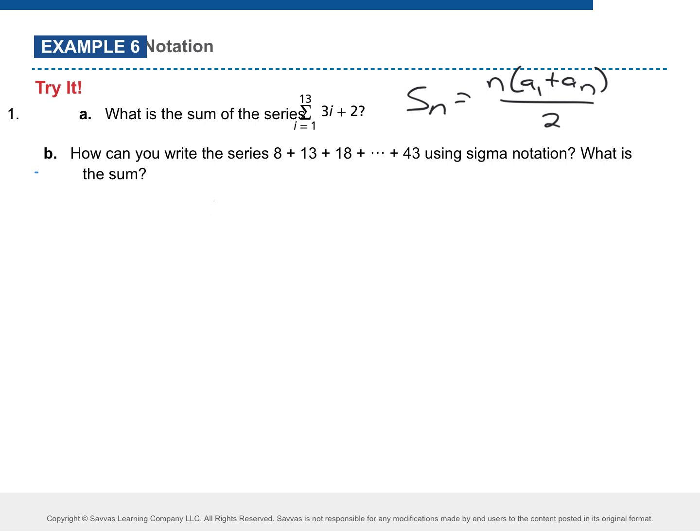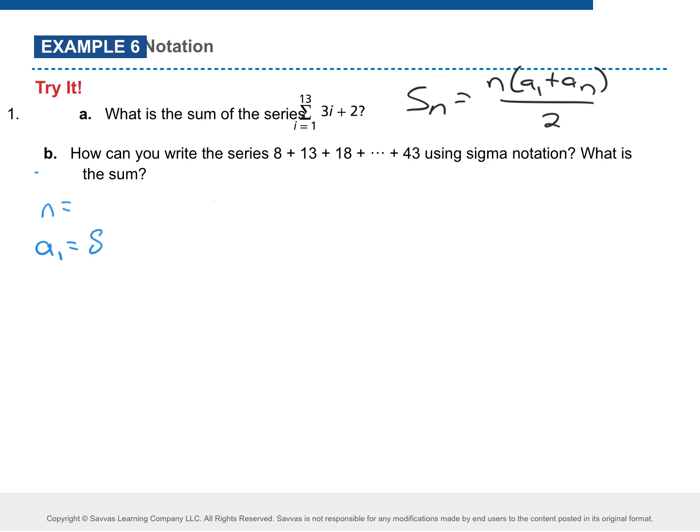Okay. All right, so looking at B, it says how can we write the series in sigma notation and what is the sum? Okay, well, let's think about this first. We want those three values, right? N, what's our n? Do we know how many terms are in the sequence? No, we don't know that. Okay, let's move on. A1, do we know what a1 is?